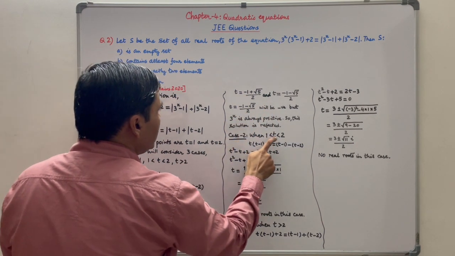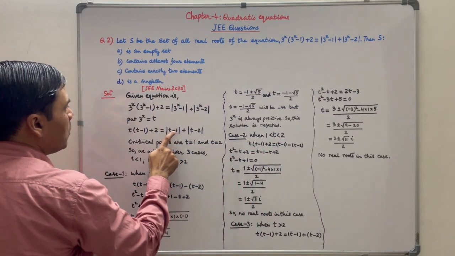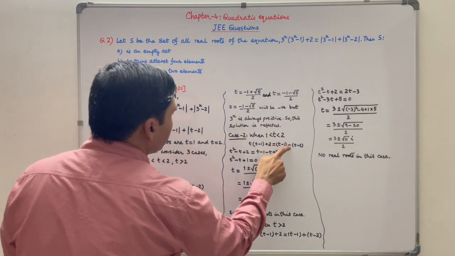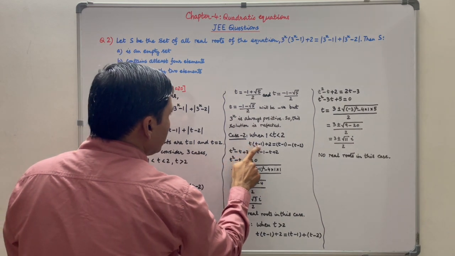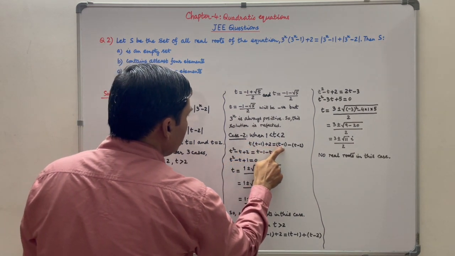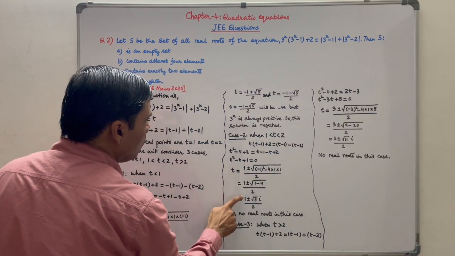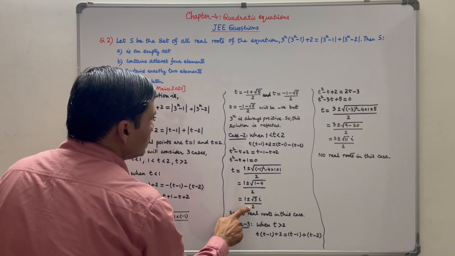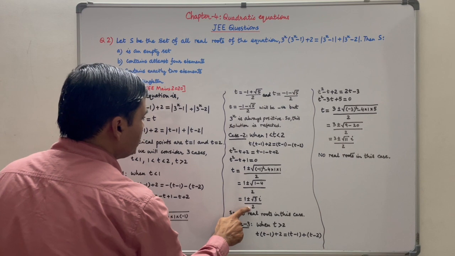Case 2, when t lies between 1 and 2. When t lies between 1 and 2, (t − 1) will be positive and (t − 2) will be negative. So the equation in this case will be t(t − 1) + 2 = (t − 1) − (t − 2), or t = (1 ± √3 i)/2. Both the roots will be complex, so no real solution in this case.